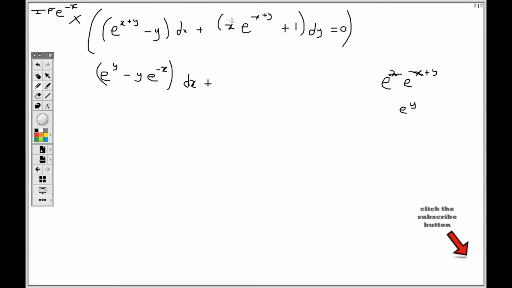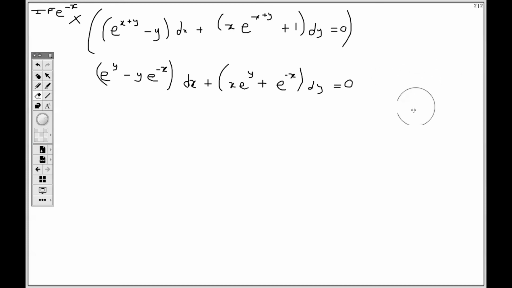And then I have my dx plus, same scenario, e to the minus x times e to the x plus y. I will be left with e to the y. So this will be x e to the y plus e to the minus x times 1, that's e to the minus x. So that should be a minus dy equal 0.